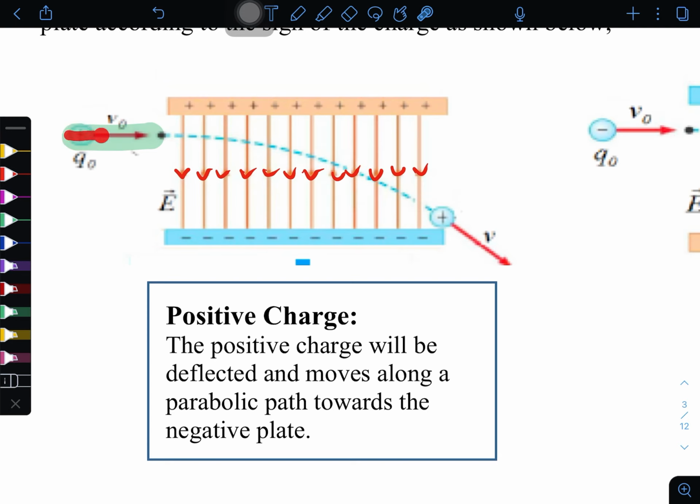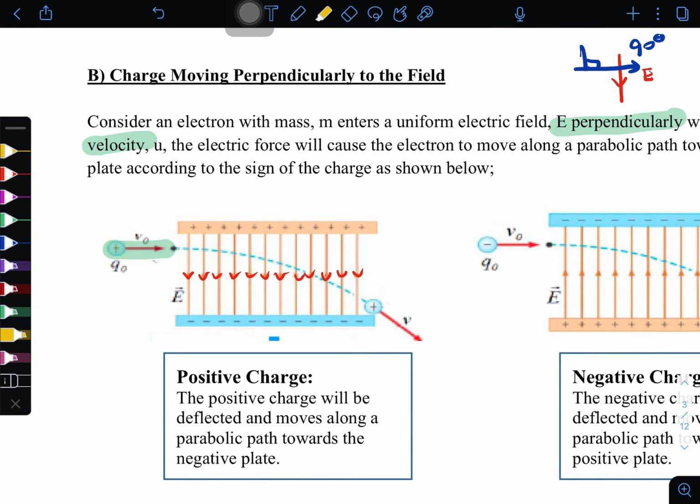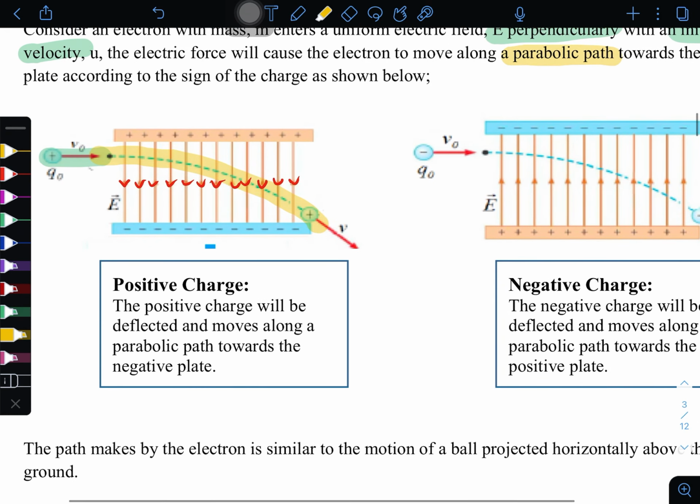Dia gerak dulu sebab dia ada velocity, dia bergerak, lama-lama dia akan deflected ke bawah. And this deflected we call as a parabolic path. Ni kita panggil sebagai parabolic path. So dia bergerak, lama-lama dia akan attract ke bawah. Okay. And it said here positive charge, the positive charge will be deflected and move along a parabolic path toward the negative plates. Okay, and what if we have a negative charge?